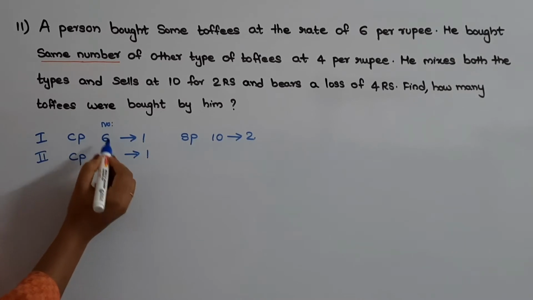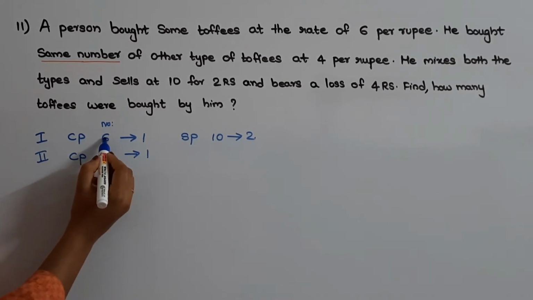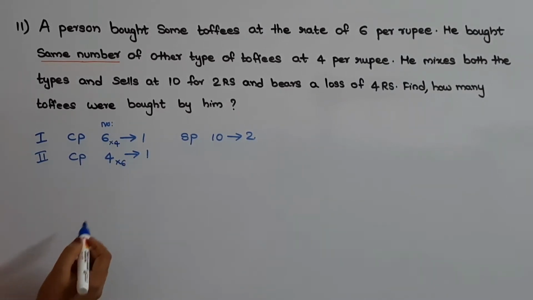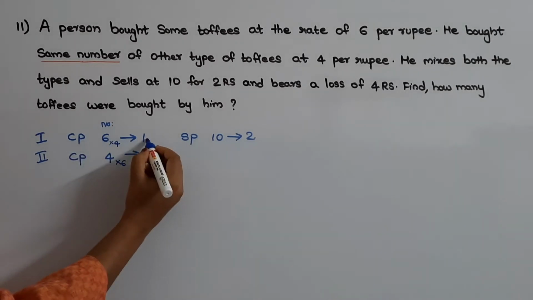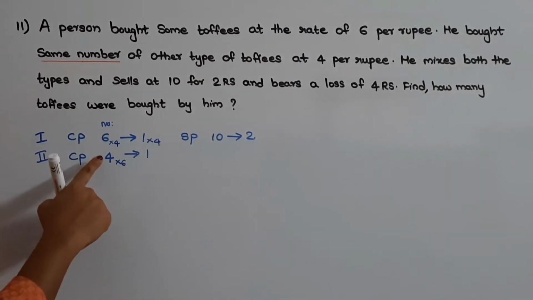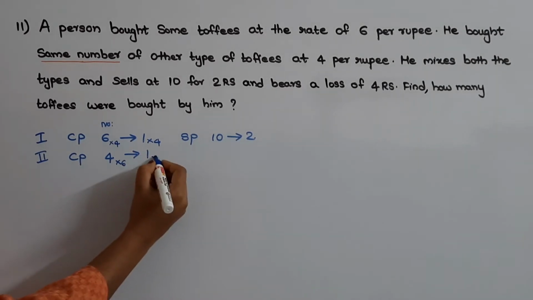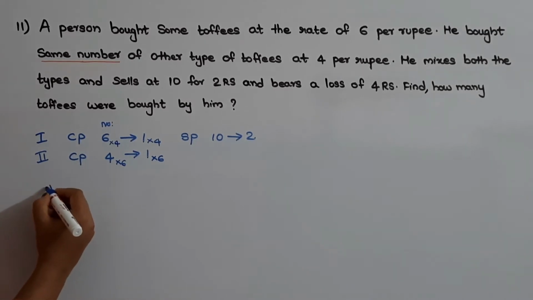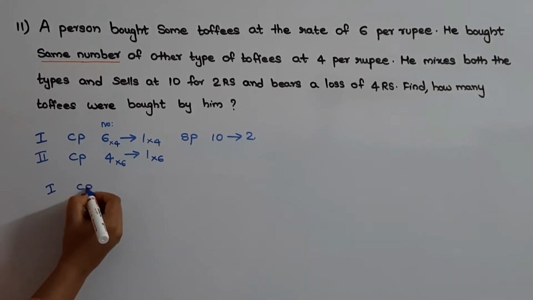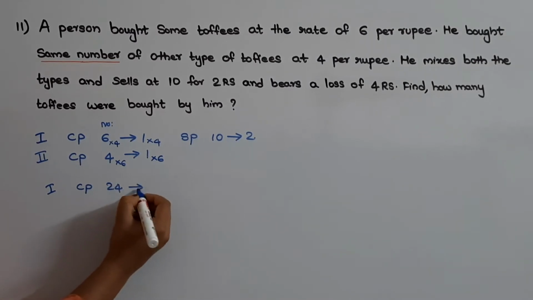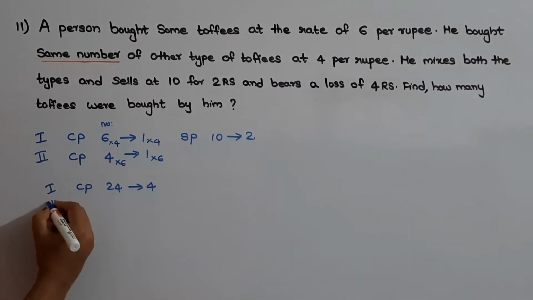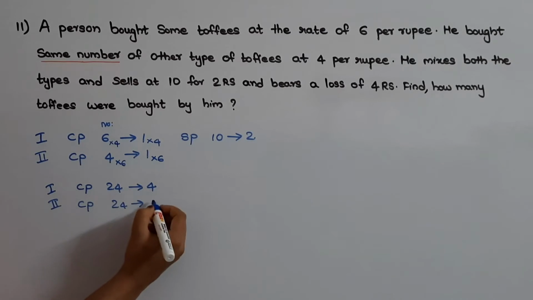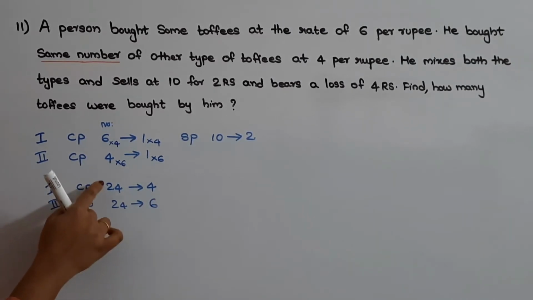So we can make the number of toffees the same by multiplying this 6 by 4, and multiplying this 4 by 6. But when we are multiplying this 6 by 4, we need to multiply this 1 also by 4. And when we are multiplying this 4 by 6, we need to multiply this 1 also by 6. Now we will get the first type of toffees were bought in such a way that the cost price of 24 toffees is rupees 4. And the second type of toffees were bought in such a way that the cost price of 24 toffees is 6 rupees. Now we have made the number of toffees the same.